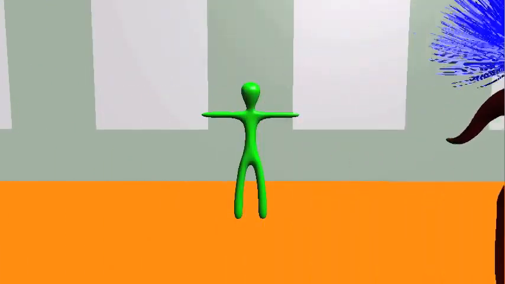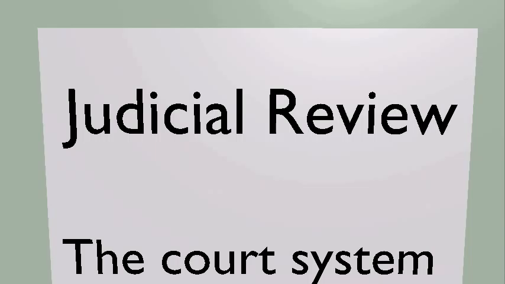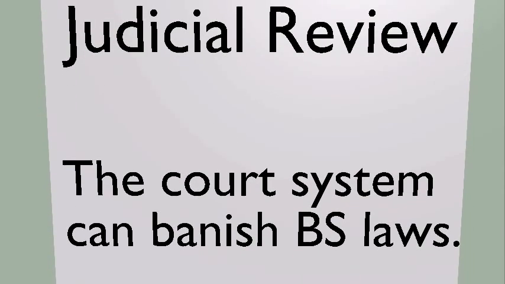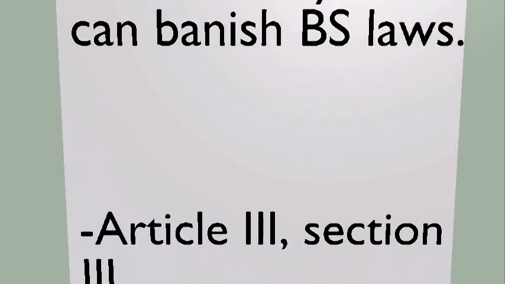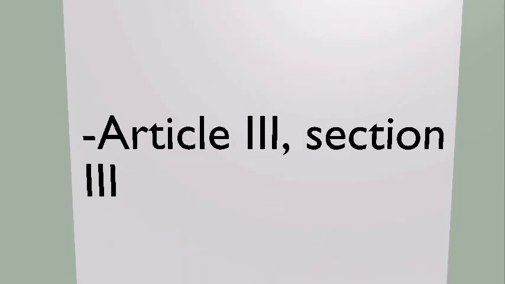Judicial review is the ability of the U.S. court system to banish laws that it finds unconstitutional or just plain unethical. Article 3, Section 3 of the Constitution states, the judicial power shall extend to all cases, in law and equity, arising under this Constitution, the laws of the United States. It's subtle, but the power of judicial review is written in there.